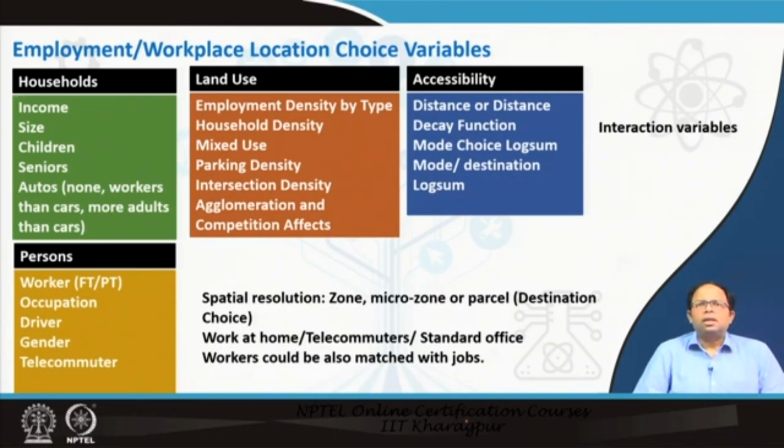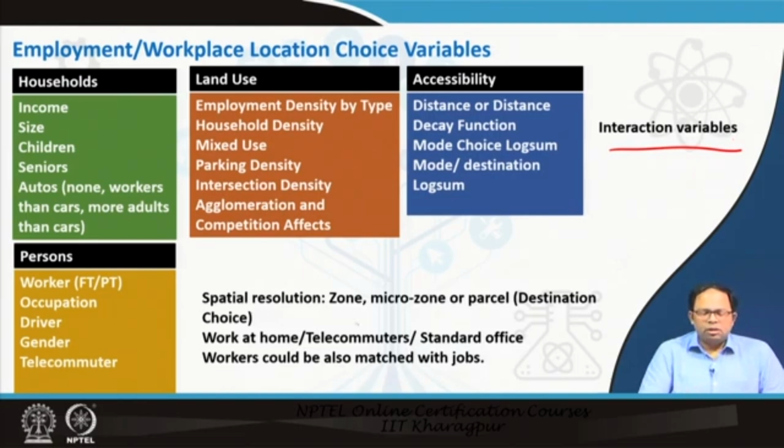Then comes accessibility, like distance or distance decay functions, or mode choice log sum, mode destination log sums. These are the different ways we can also include accessibility in the model for workplace location choice. That means I will choose a workplace location where accessibility is higher. In addition to all this, there could be interaction variables among all the different terms. So, these are the different variables which influence location choice, and location choice could be determined both individually or jointly. That also we will look into.